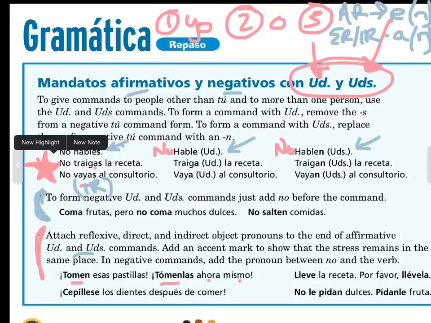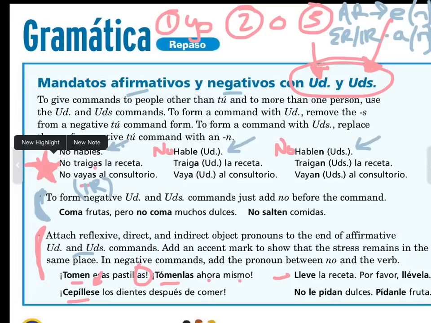Now, why did we use las? We used las because we had pastillas here. So take them, talking about the pills, which are feminine and plural. Okay? Cepíllese los dientes. Brush your teeth after eating. You'll notice there's a se on the end of this, and that's because the formal version of a reflexive pronoun, or of a reflexive verb, se is the pronoun that we use. Okay? So, cepíllese, brush your teeth after eating.